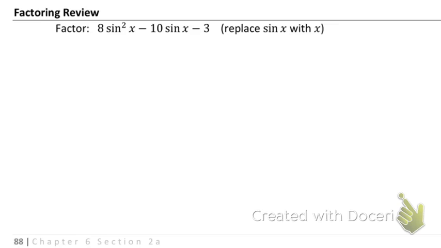For factoring, there's multiple methods. I'm going to use the grouping method, but somebody uses like the snowflake method, or other methods. I don't know how many methods are out there. We need to factor 8 sine squared x minus 10 sine x minus 3.